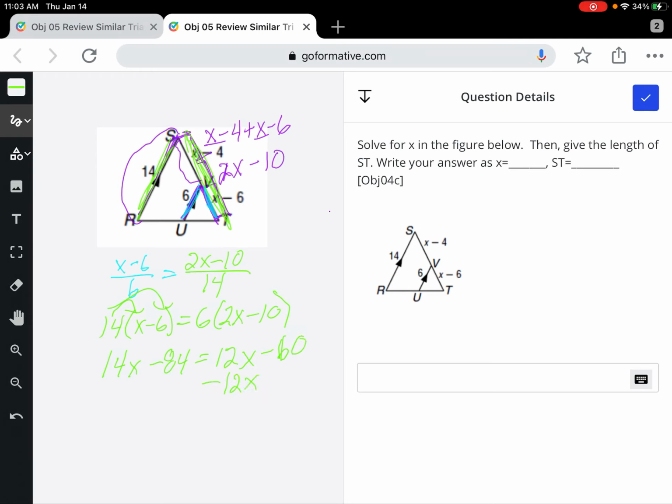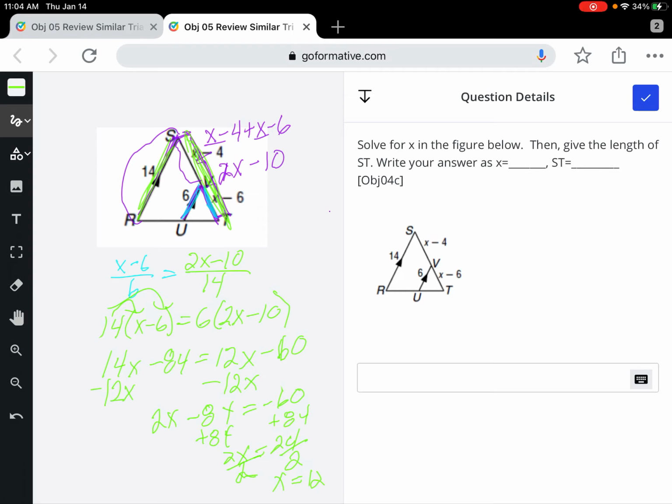Okay, I subtract 12x from each side. I have 2x minus 84 is equal to negative 60. I add 84 to each side. I have 2x is equal to 24. I divide by 2. X is equal to 12. Okay, so that's the first part. X is going to be equal to 12.